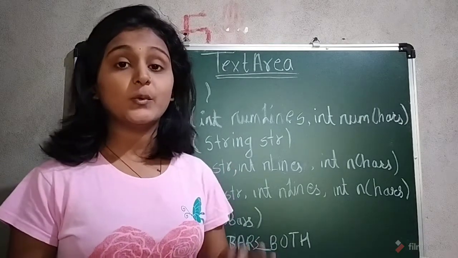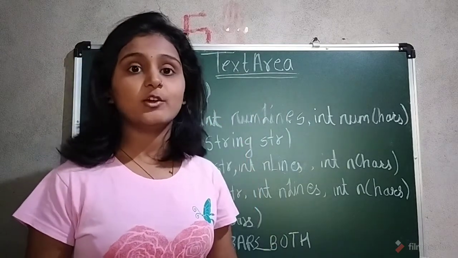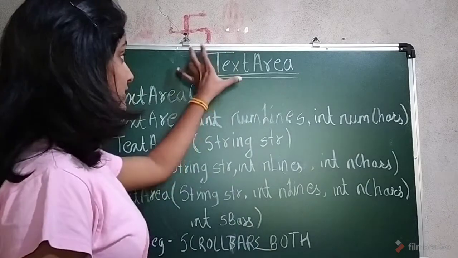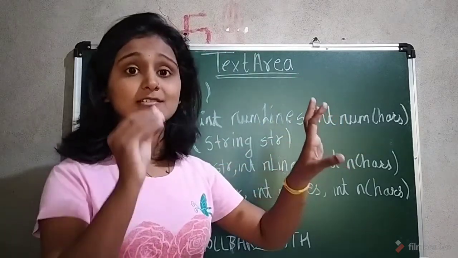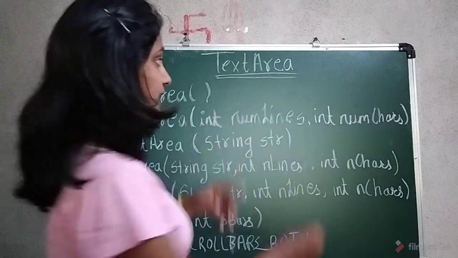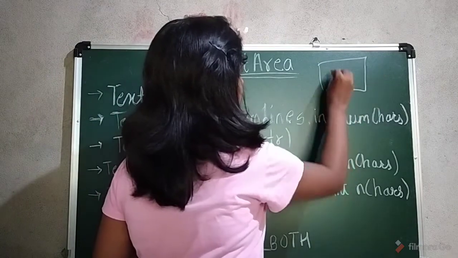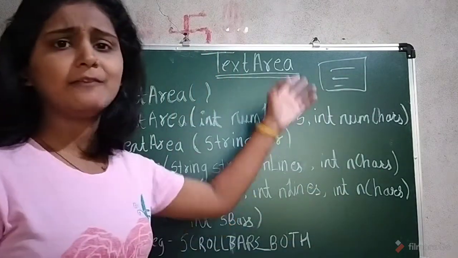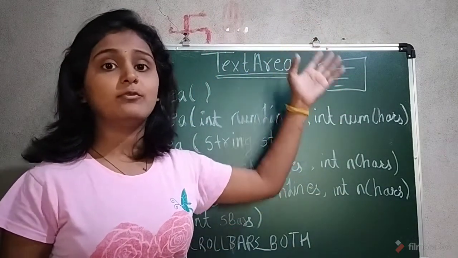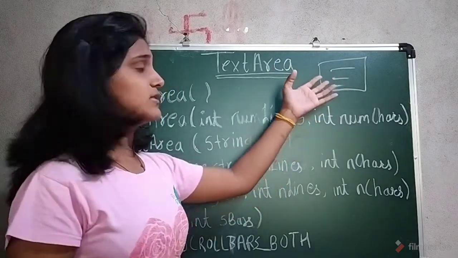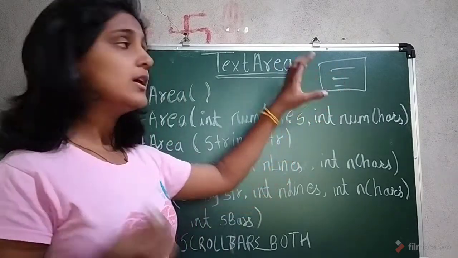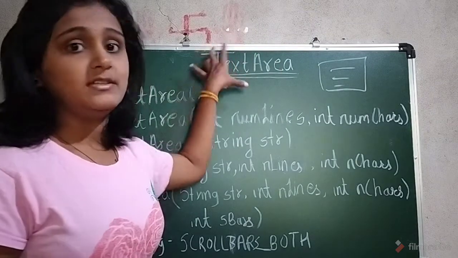So now we will turn towards our next control, which is the last control for the syllabus, which is the text area. Previously, we saw the text field, which is a single line, and text area is multiple lines, where you will have multiple lines, for example, for an address and for filling in your information. Suppose they ask for this type of information.